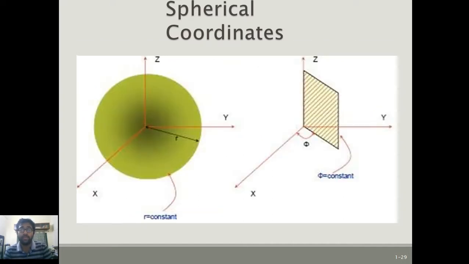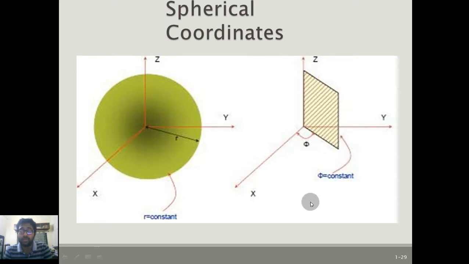So let's go to the next slide. This is the pictorial depiction of the spherical coordinate system. This is the x-axis, y-axis and z-axis, and this is the value r, which is nothing but the position vector. We can get the value of r by taking the square root of the sum of the squares of the x, y and z components. This is the distance of the point P from the origin, and when phi is constant, we get this vertical plane.